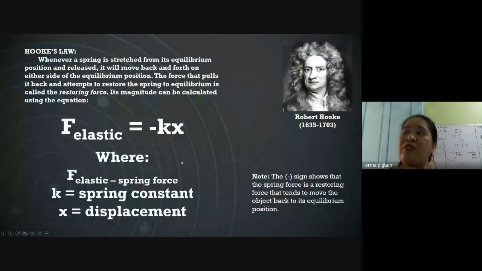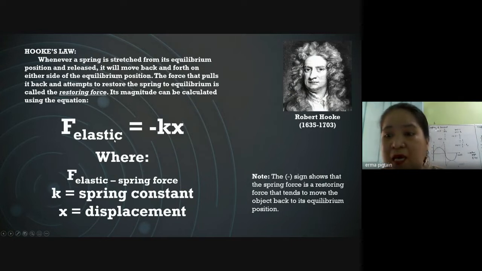Meron tayong equation na gagamitin if we are talking of the simple harmonic motion. Yun yung equation sa Hooke's law, which is pertaining to the restoring force. Okay? So, di ba, yung elastic force na sinasabi natin, according to Hooke's law, is equal to negative K multiplied with X. Wherein yung K natin is the spring constant. And tandaan ninyo, negative siya since it shows the restoring force. Ibabalik kasi. Kaya restoring, di ba?